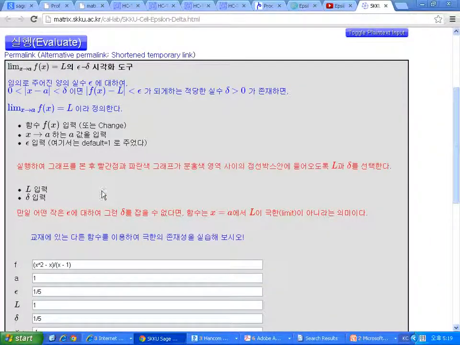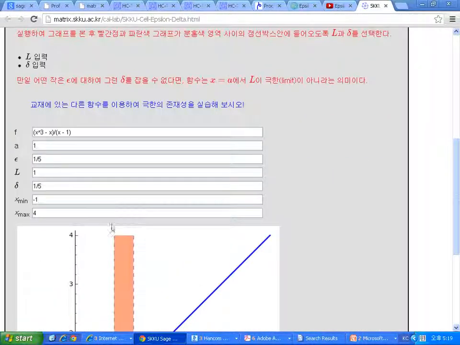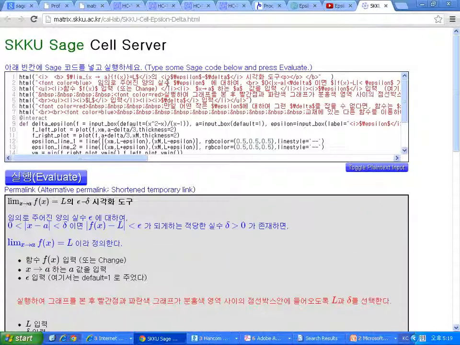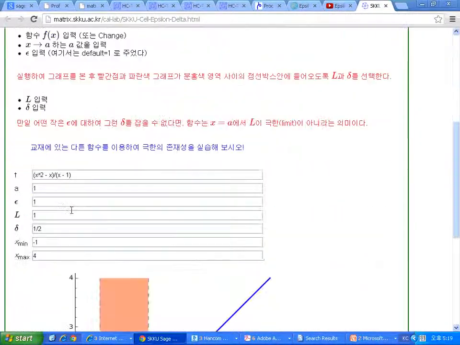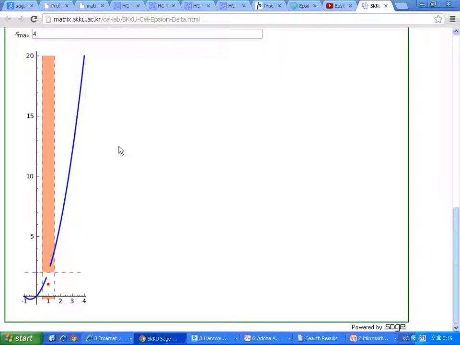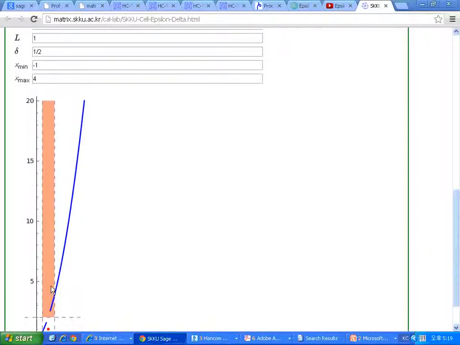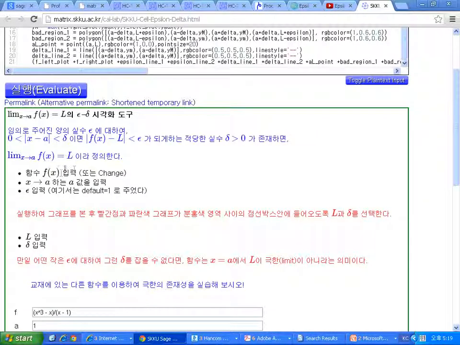We may make some changes in here. But for example, if we give a different function, x cube minus something here, then let's see what happens. Evaluate it with the given different function. Now, what is going to be the limit of this function? Then let's find the a.